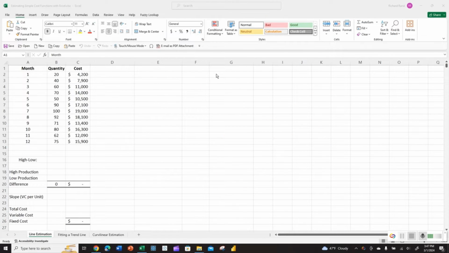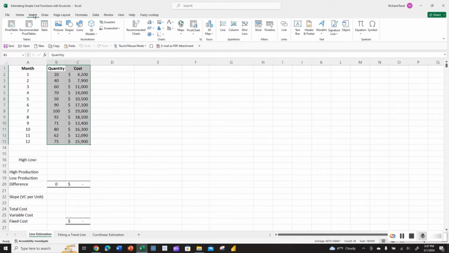We will start off with the most basic kind of cost estimation. In your early accounting classes, you may have seen something called the high-low method of estimation. So what we have is several months of production levels, and also costs associated with those production levels. If we plot this data, we'll see what it looks like. I'm simply going to take this data and highlight it, and I'm going to plot it using a scatter graph.